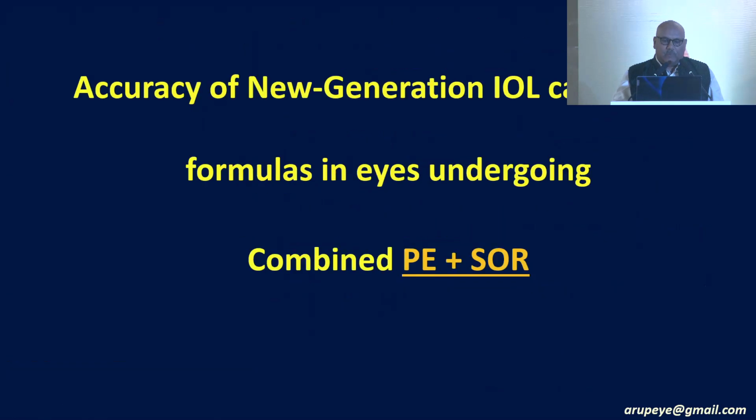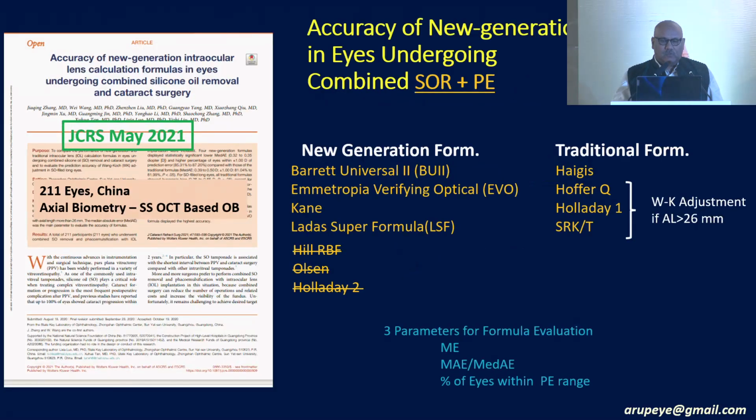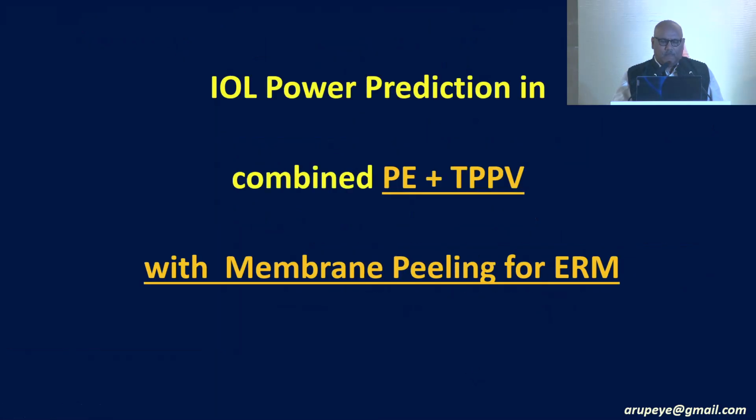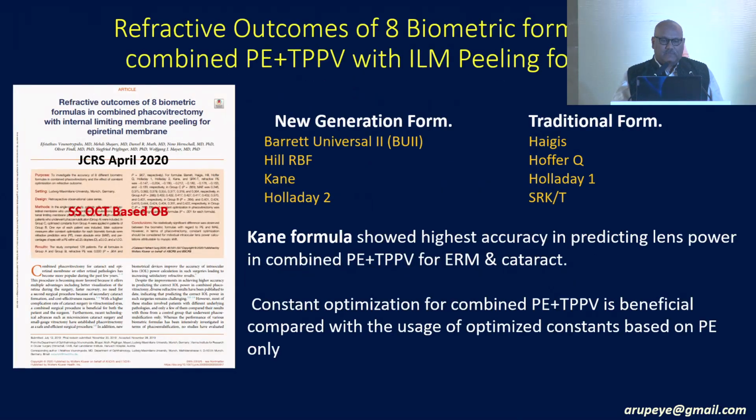Now, if you are combining phacoemulsification with silicone oil removal, in that case, the EVO formula also does extremely well, but most of the newer generation formulas also do pretty well. And in situations where epiretinal membrane peeling and vitrectomy have been done, phaco plus vitrectomy, here the Kane formula has done extremely well, but that does not mean the other formulas cannot be used. Barrett Universal 2 and Hill-RBF have also done well.